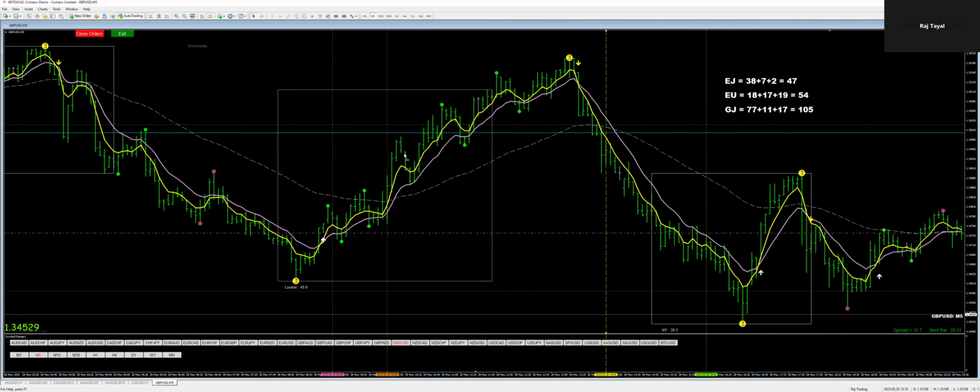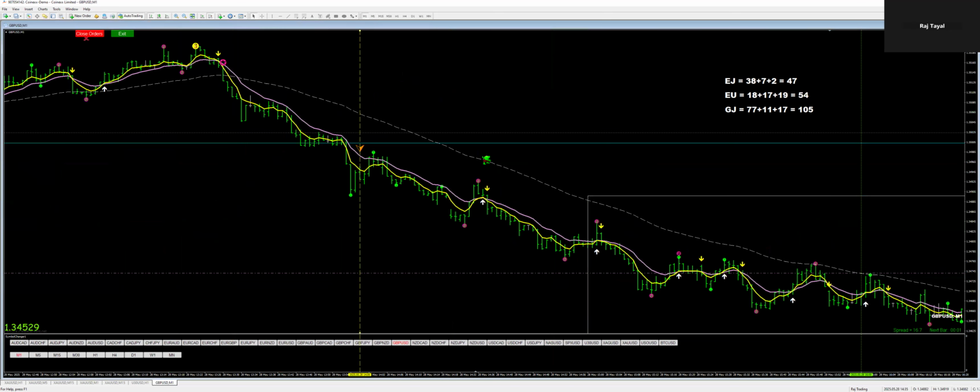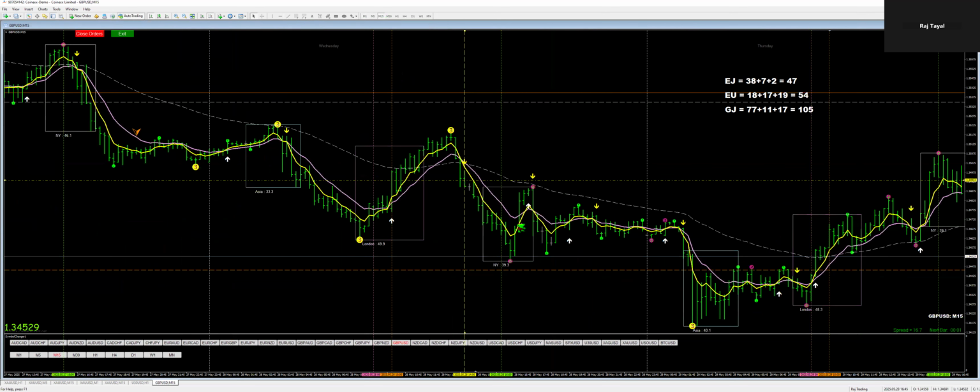5. Nothing here. 1. And there's the entry. 15-minute trade. 25 pips.